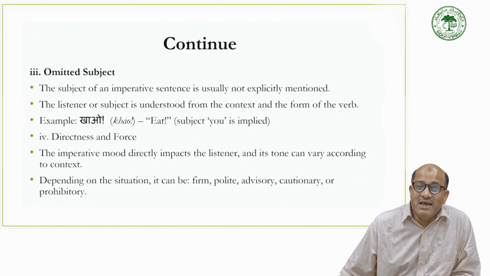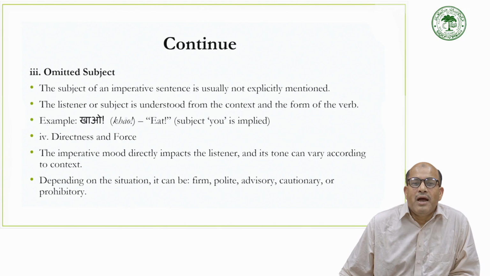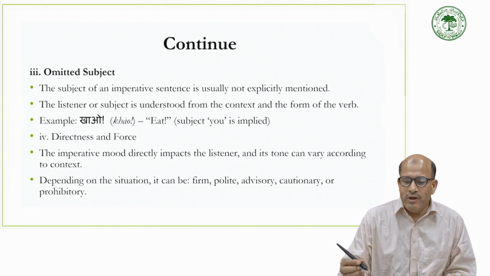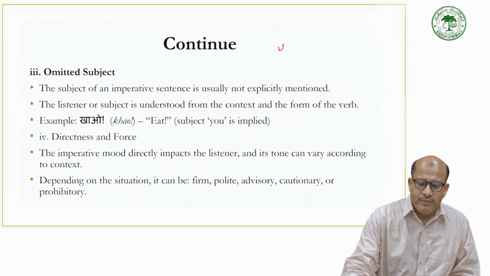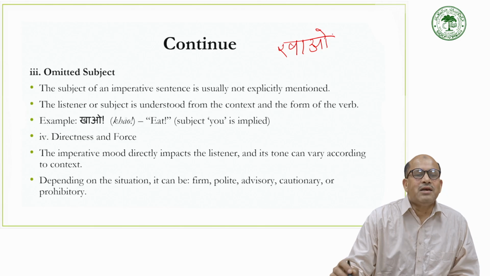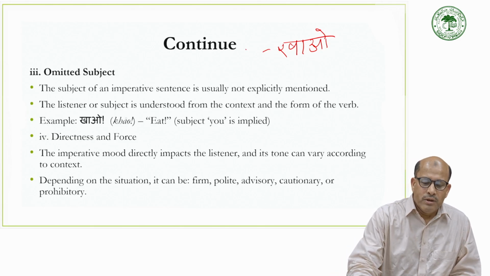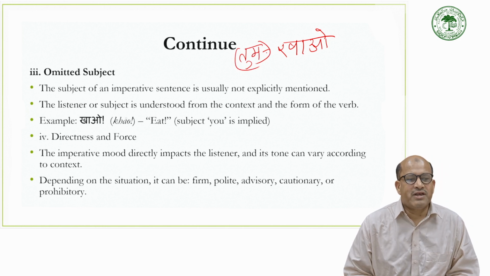The same thing is happening with the omitted subject. The subject of an imperative sentence is usually not explicitly mentioned. The listener or subject is understood from the context and the form of the verb. For example, khao, eat, subject you implied. If I am saying to someone khao, we are giving an order or command to somebody to eat. It may be subject is tum, but it is not stated, it is implied there.